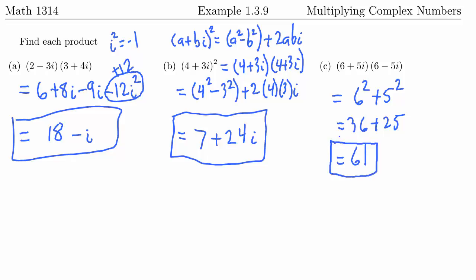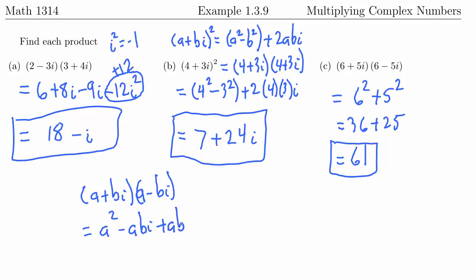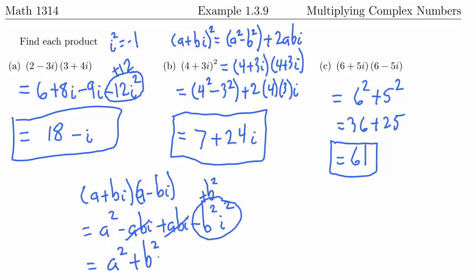And there's my answer. You should realize what I'm doing here is I'm doing a plus bi times a minus bi. This gives me a squared minus abi plus abi minus b squared i squared. But like before, this i squared is negative 1. So this changes all of this right here to a positive b squared. Notice the two middle terms will cancel, so that leaves you with a squared plus b squared. And that's the formula that I've used over here.